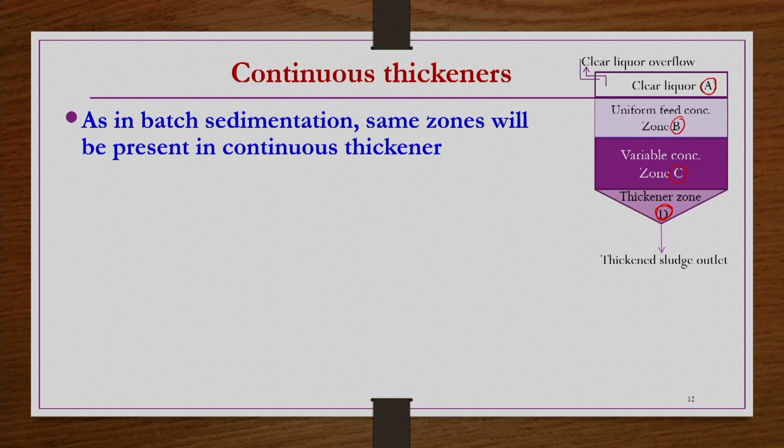Now, in the continuous process, what do we do? We continuously take out the thickened sludge from the outlet provided at the bottom. Similarly, we continuously take clarified liquid from the top as an overflow. Since both the clarified liquid as well as the concentrated sludge are continuously taken out from this thickener, this process is a continuous thickener. Here the feed is also continuously allowed to enter the thickener. So, how does it happen? Those things we are going to see.